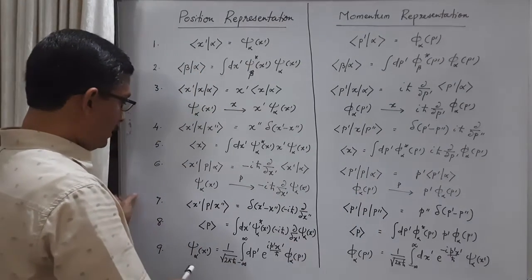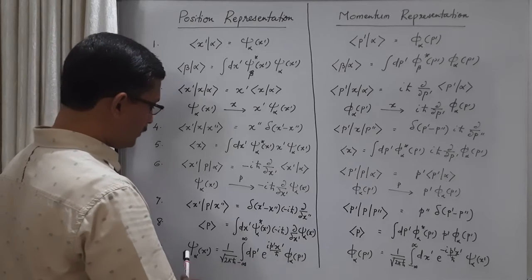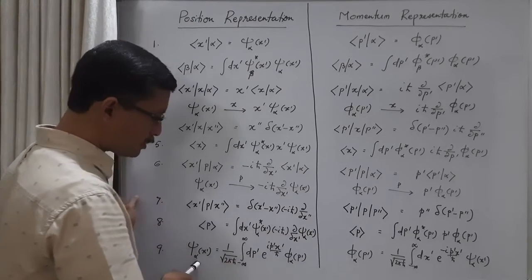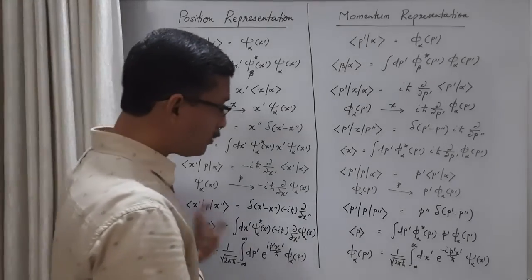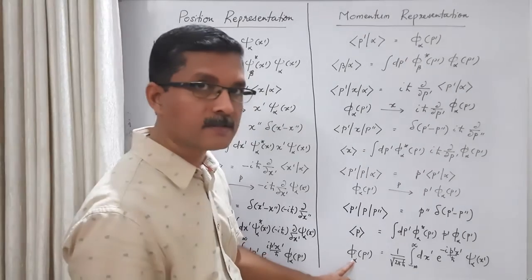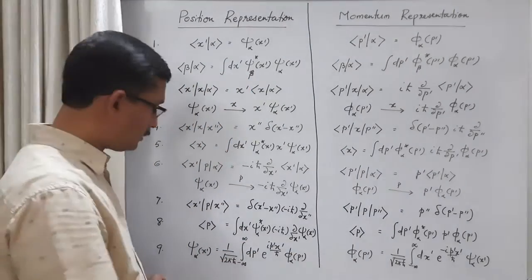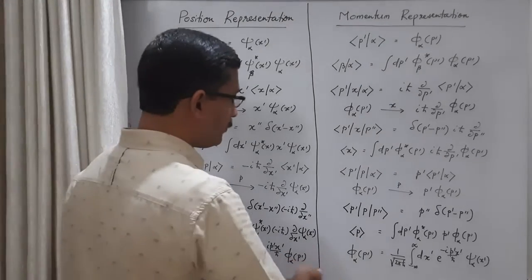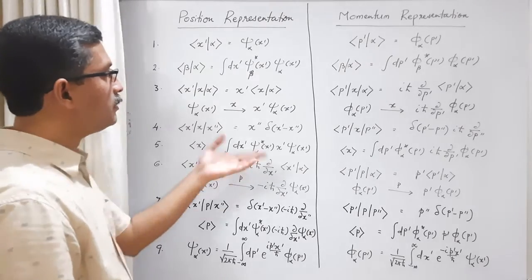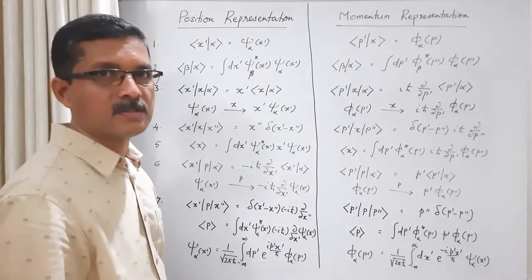And how do we go from position space wave function to momentum space wave function? Once you have the momentum space wave function, we can calculate the position space wave function like this. Once you have the position space wave function, we can calculate the momentum space wave function like this. So we can see that these are Fourier transforms of each other. Psi alpha x prime and phi alpha p prime are Fourier transforms of each other. So these are the basic results in coordinate representation and momentum representation.